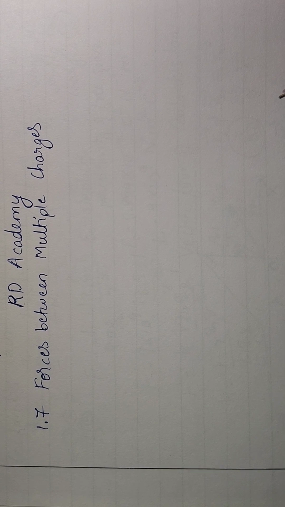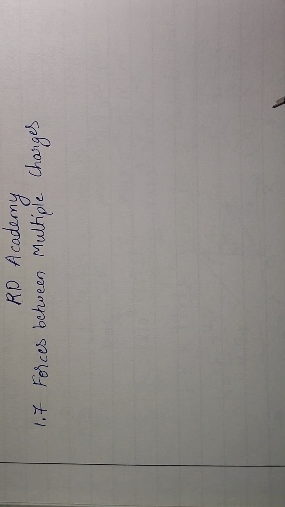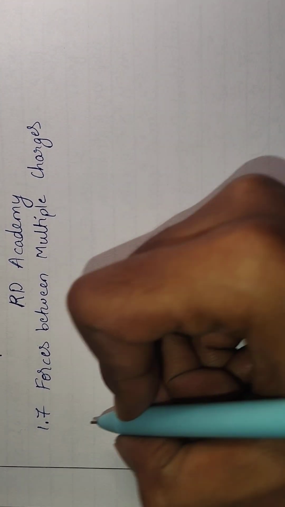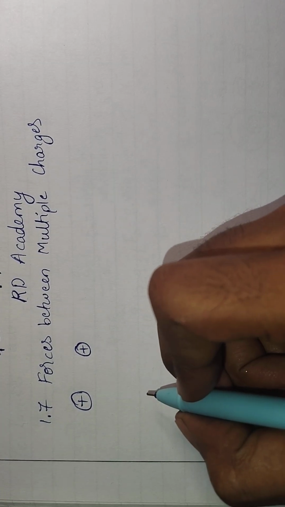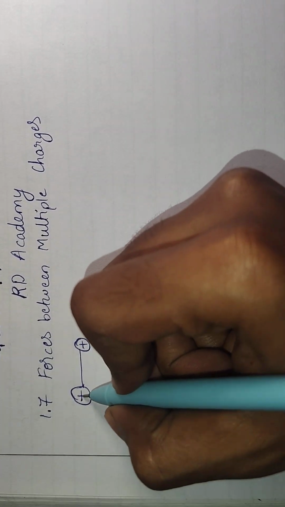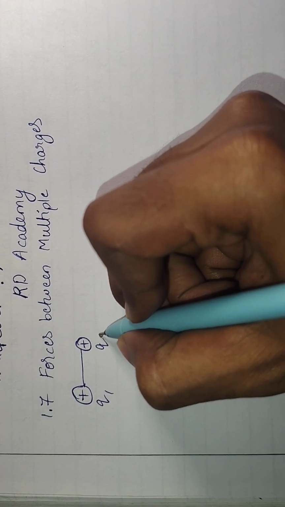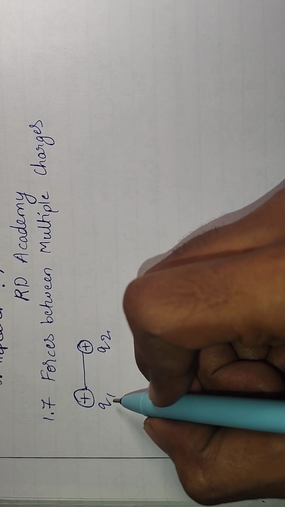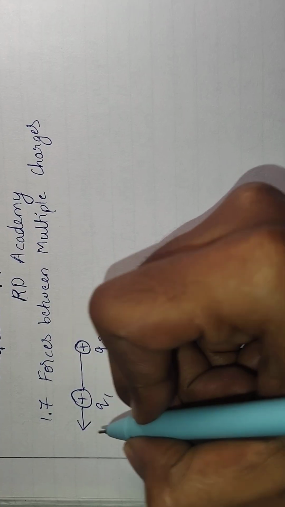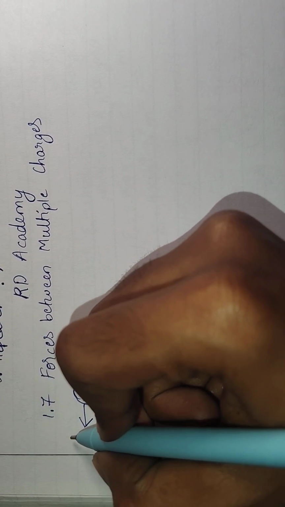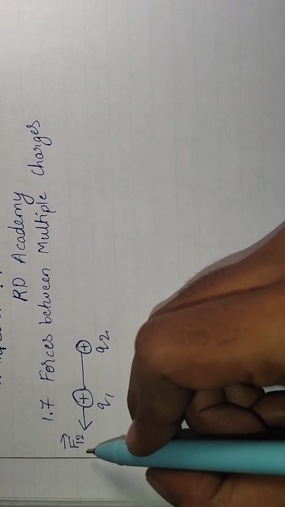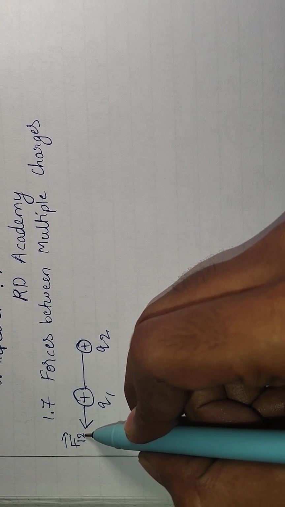If you remember, in the previous video we dealt with a two charge system, that is, one positive charge and one negative charge. Using Coulomb's law, I defined the force acting on Q1 and Q2. Now this charge will move in this direction because both of them are like charges and they will repel. This force is termed as F12 vector, and you read it as the force acting on charge Q1 due to the presence of charge Q2.